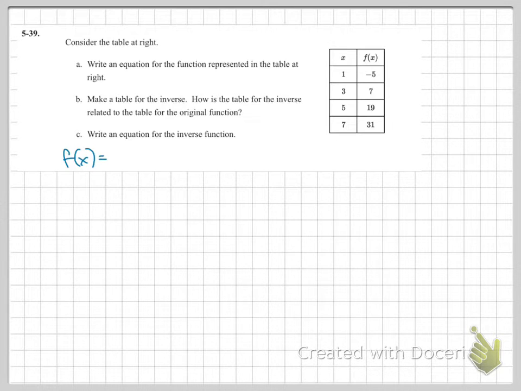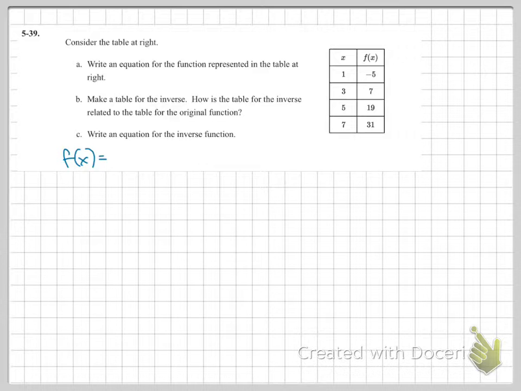Let's look at some other numbers. Let's look at the 3 and the 7. 3 times 2 plus 1 makes 7. 5 times 2 plus 1 does not make 19. Okay, let's look at the 5 and the 19. 5 times 4 minus 1 is 19. 3 times 4 minus 1, nope, not 7.